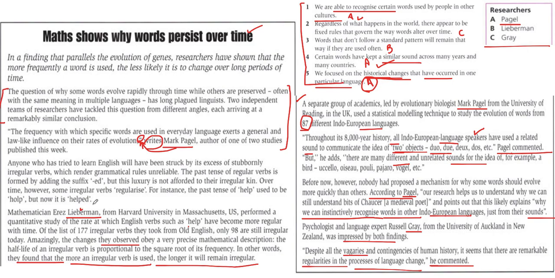But if you see this one, Liberman, if you look at this, performed a quantitative study of the rate at which English verbs such as help have become more regular with time. Of the irregular verbs they took from Old English. So Old English is also a language. Only 98 are still regular today. Amazingly, the changes they observed obey a very precise mathematical description. So this is talking about the changes that happened in Old English. And the change that happened was the more an irregular verb is used, the longer it will remain irregular. So this is not really talked about Pagel, it is said by Liberman. We focused on the changes that occurred in one particular language. So this is what it is, right?